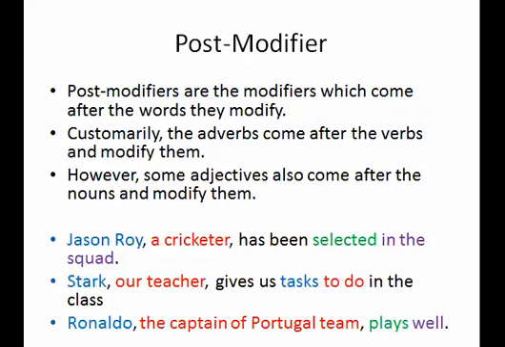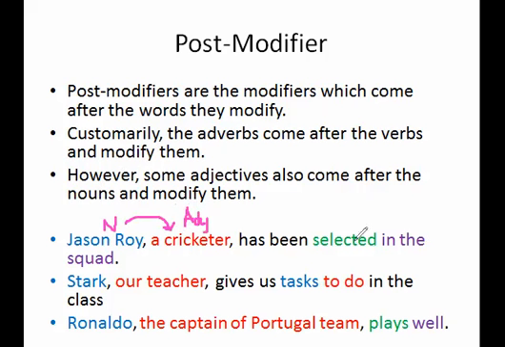Post-modifiers. Post-modifiers are the modifiers which come after the word they modify. Customarily, the adverbs come after the verbs and modify them. However, some adjectives also come after the nouns and modify them. Jason Roy, a cricketer, has been selected in the squad. In this example, Jason Roy is a noun, name of a person. Who is Jason Roy? He is a cricketer. So a cricketer is an adjective.